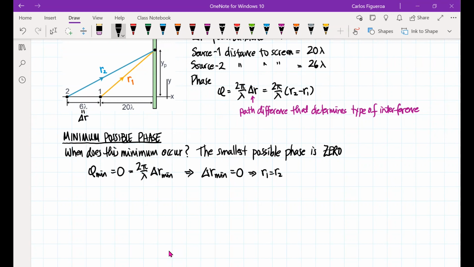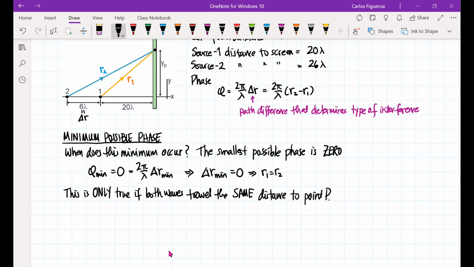So what this is really telling us is that this is only true if both waves travel the same distance to point P. But when you look at that picture, you're going like, how could they do that? The only way they're going to do that is if you take the limit to infinity.